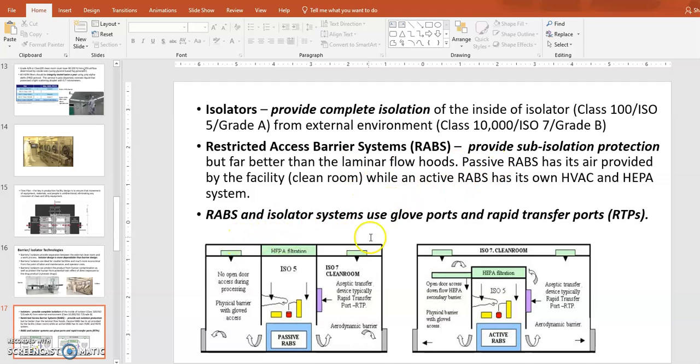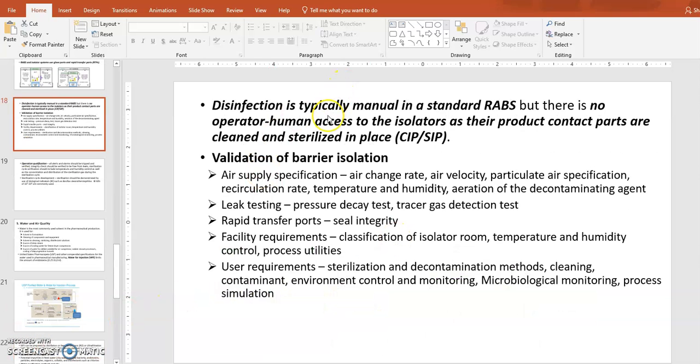RABS and isolator systems use glove ports, like I said, and rapid transfer ports. So if you bring in some materials, you use the rapid transfer port. Disinfection is typically manual in the standard RABS, but there is no operator human access to the isolators as their product contact parts are cleaned and sterilized in place. So CIP, SIP. What it means is you're not allowed to go in there. It is done automatically. Normally it's the gas sterilization method.